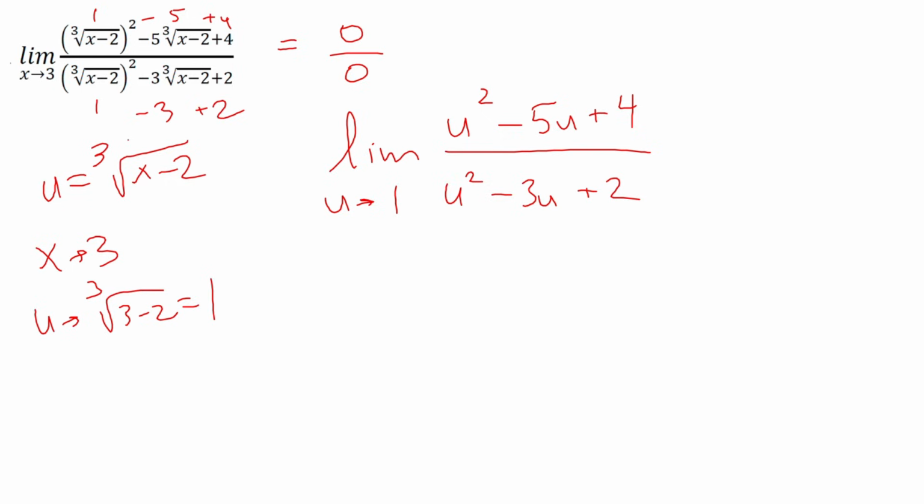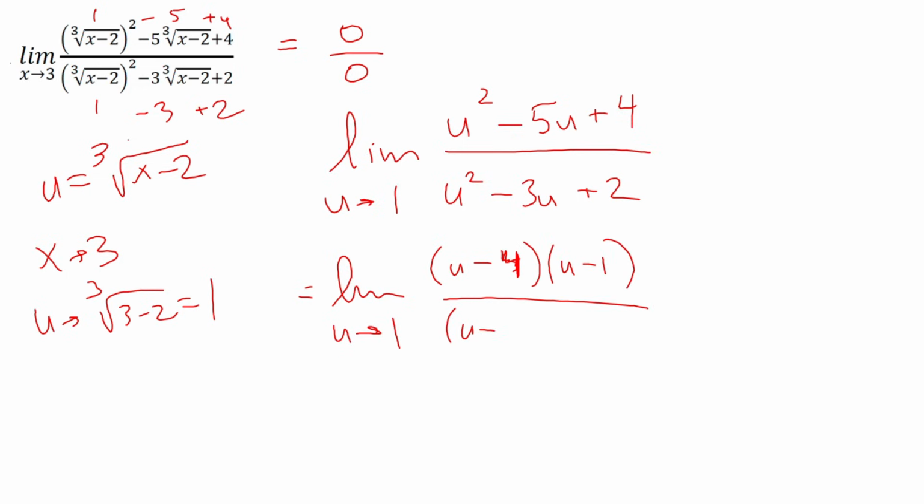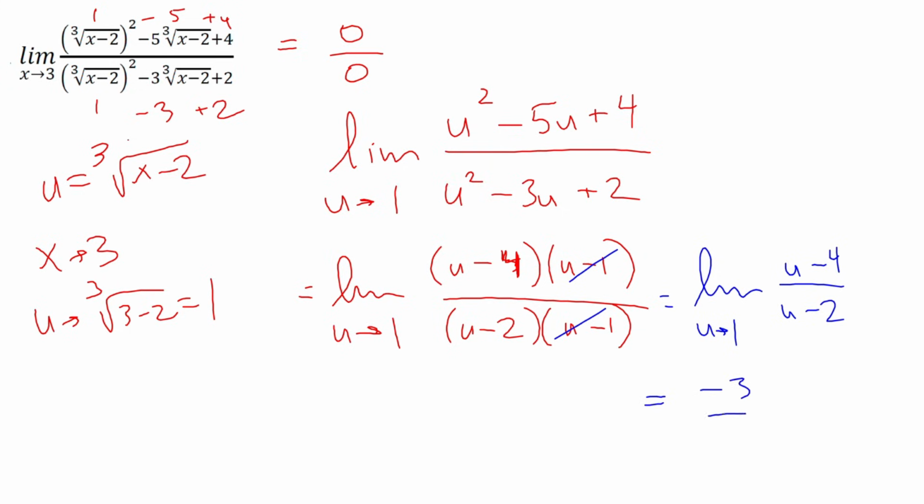And now from there, we have two options. We can either use L'Hopital's rule, because that's still 0 over 0, or we can just factor. I think factoring is a little bit quicker than writing out all the L'Hopital's rule stuff. We have (u minus 4)(u minus 1), and then we have (u minus 2)(u minus 1). And those u minus 1s will just cancel. We get the limit as u approaches 1 of (u minus 4) over (u minus 2), which we can then just plug in 1. We get negative 3 over negative 1, which is just 3.